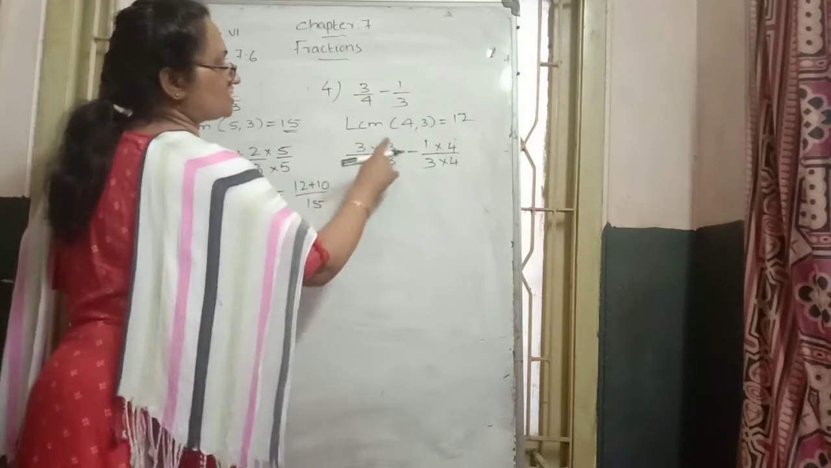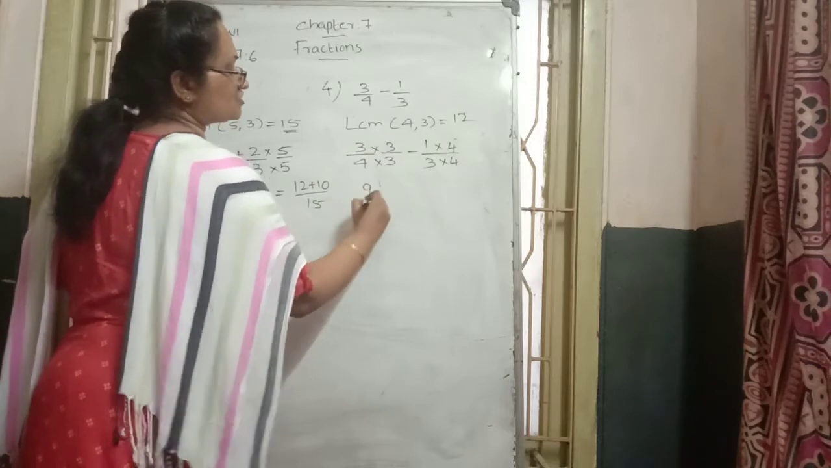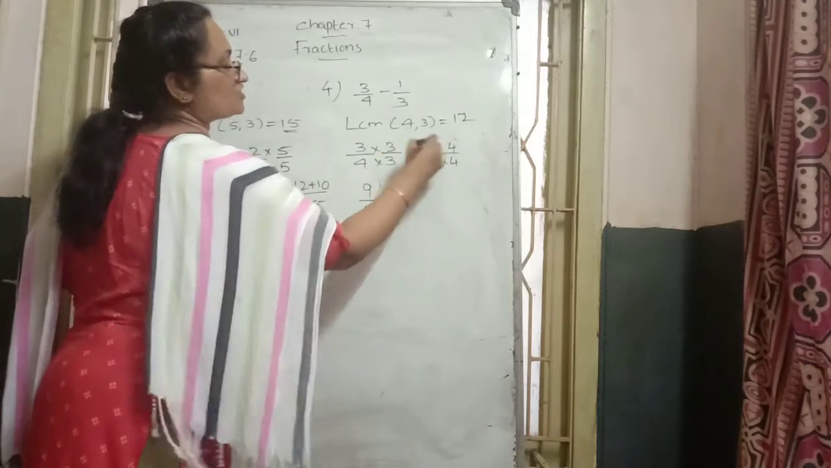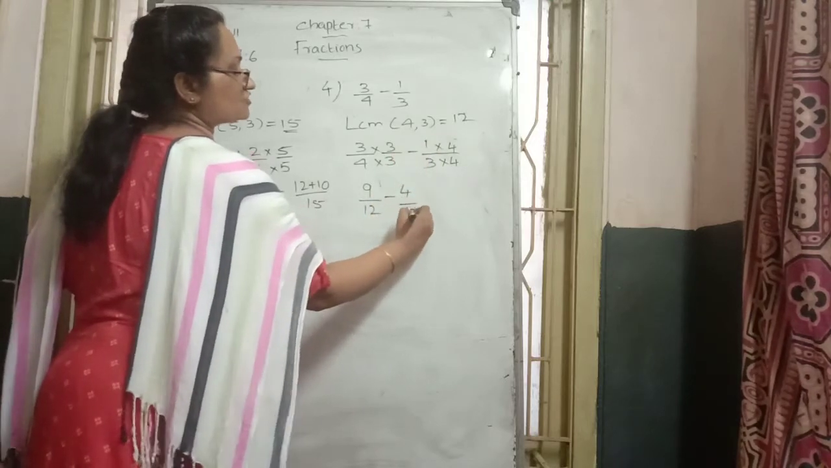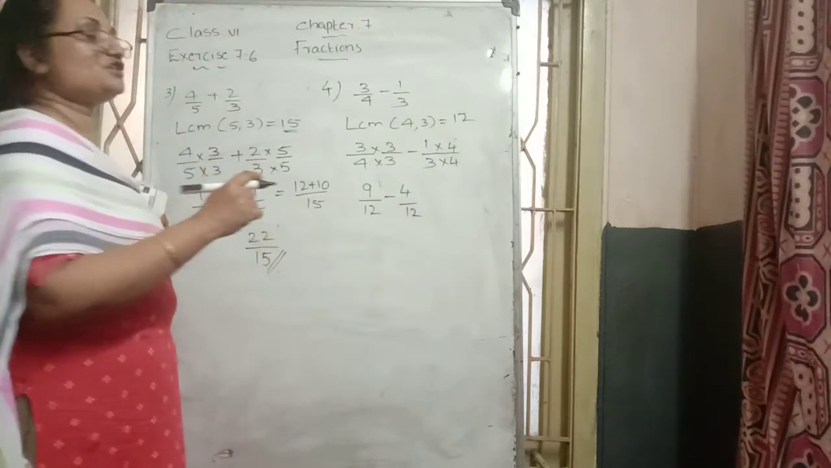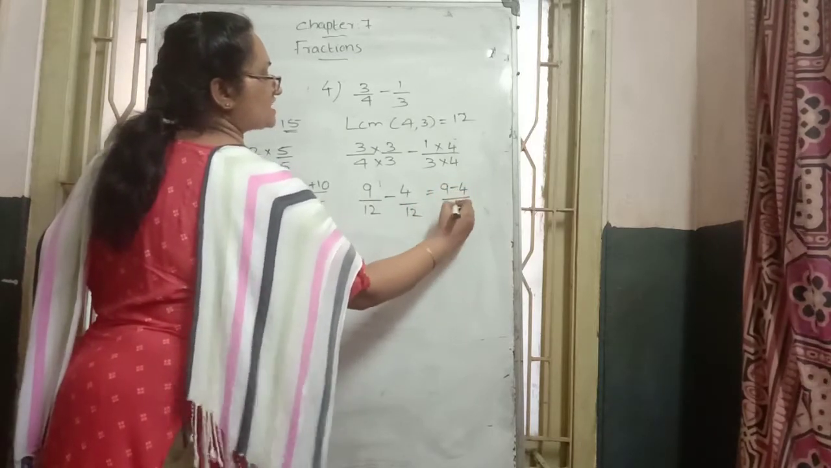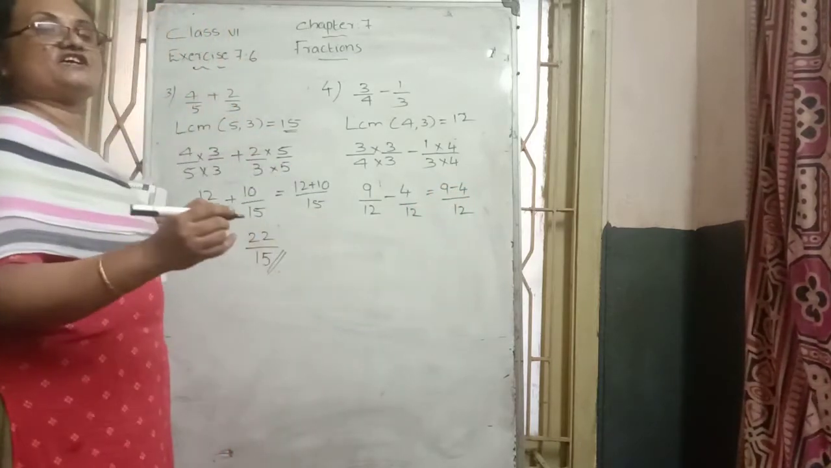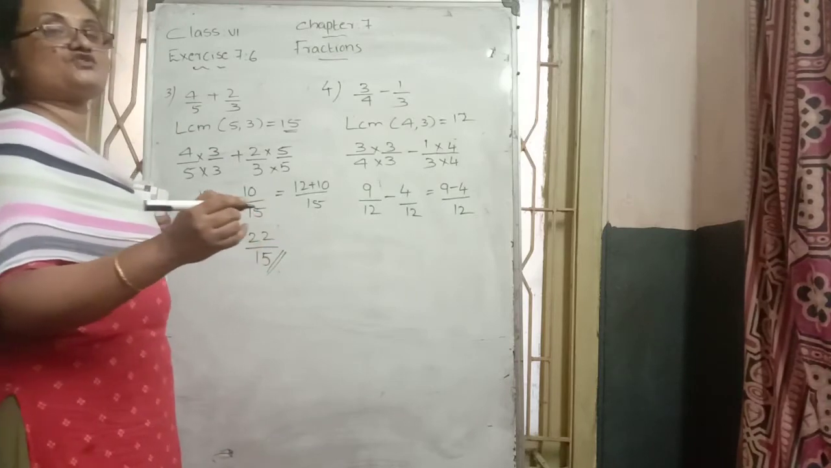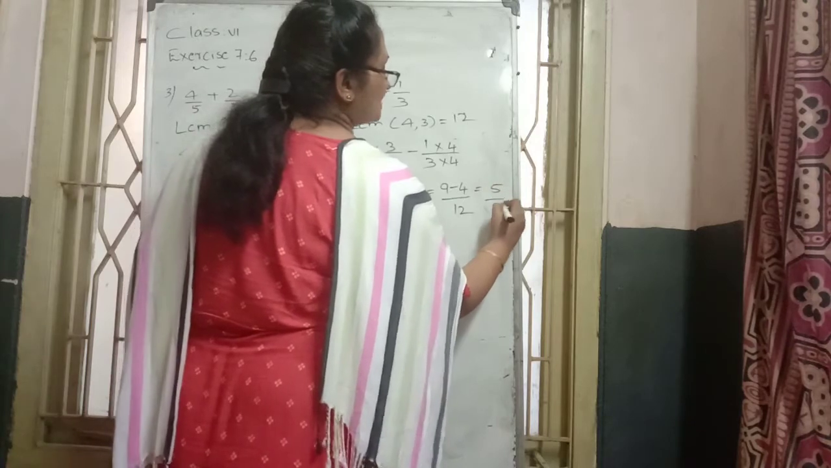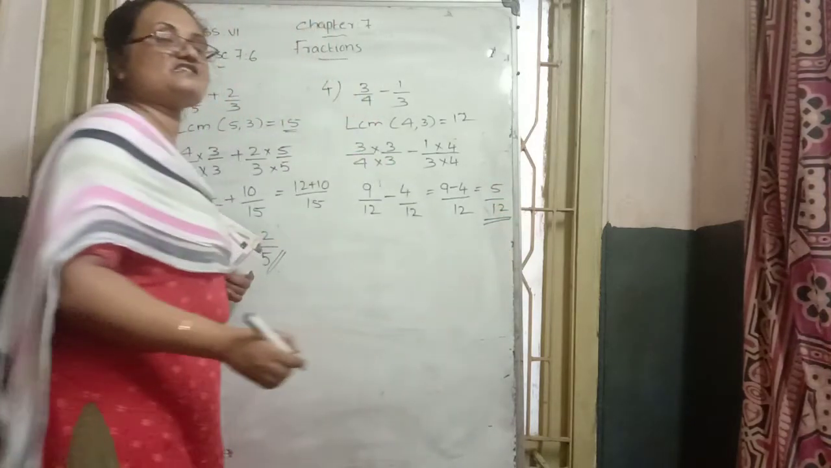Then multiplication: 3 3s are 9. 4 3s are 12. See, now the denominator is 12. Minus, here also the second term: 1 4s are 4. 3 4s are 12. Now see, both have the same denominator. That's why numerator part, right, and same denominator, right? Numerator subtract: 9 minus 4 comes to be how much? 5. 5 by 12, and same denominator, right? That is 5 by 12 is the answer.